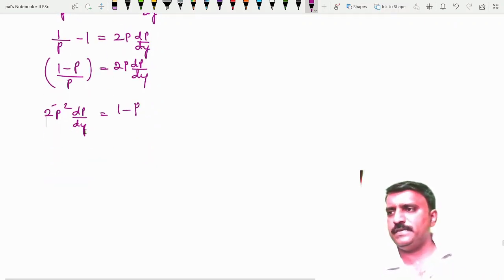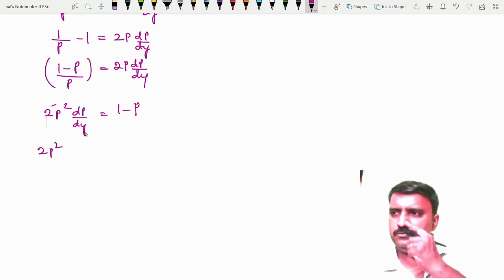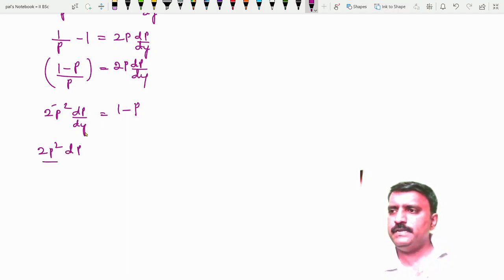So 2p square into dp divided by dy. So 2p square divided by 1 minus p, write like this, is equal to dy. So let's take dy to the right-hand side. So now it is to integrate this. So what do we have to do to integrate this?